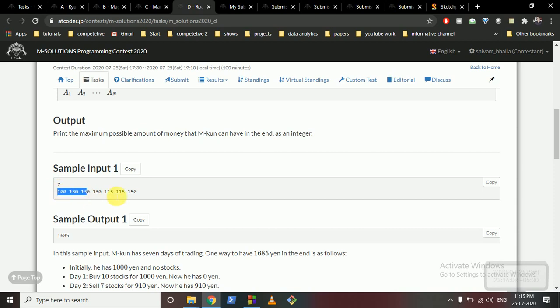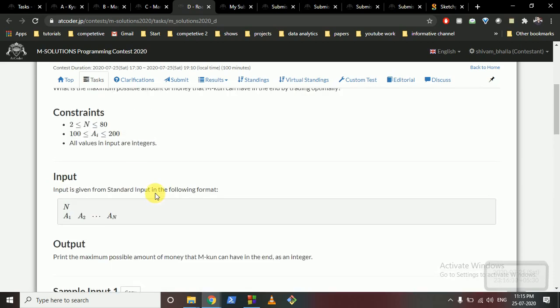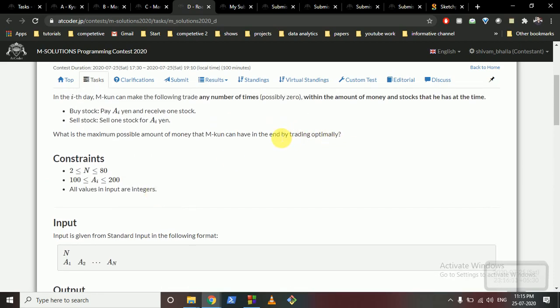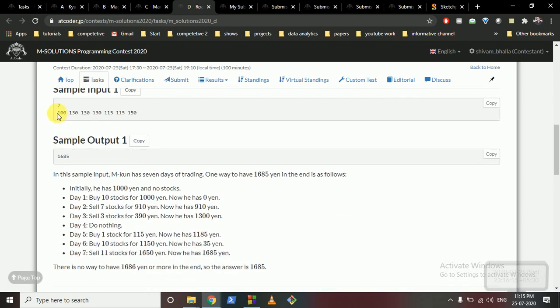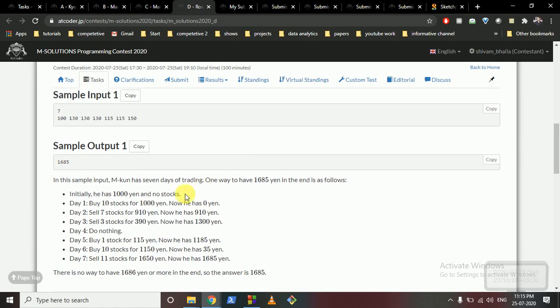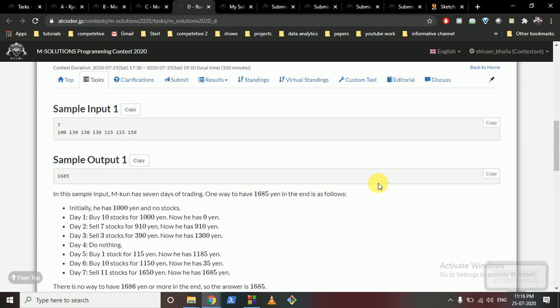So after all these days, what is the maximum money you can get at the end of all these trading days? You have to output that. As you can see, for this input, the output is 1658. So you start with 1000 and you end up with 1658. What you can easily observe by making some test cases, I'll take it down to the drawing board.